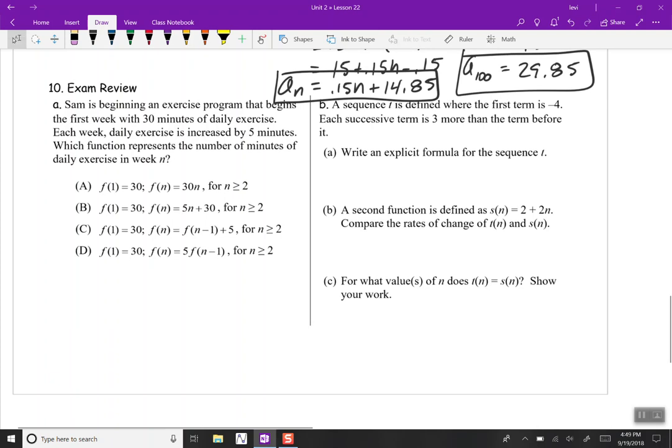Exam review. Sam is beginning an exercise program that begins the first week with 30 minutes of daily exercise. Each week, daily exercise increases by 5 minutes. Which function represents the number of minutes of daily exercise in week n?